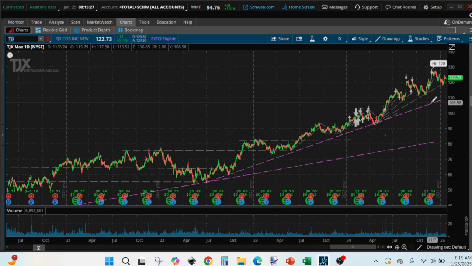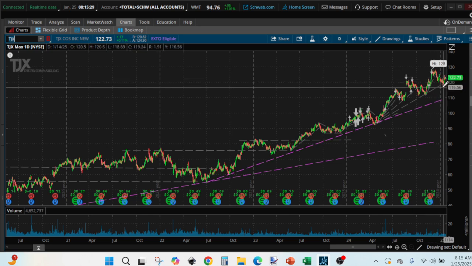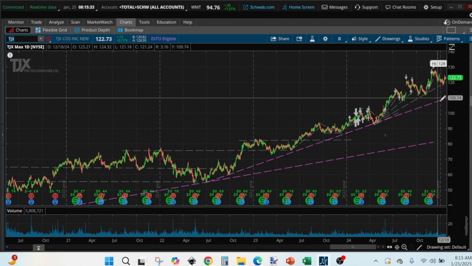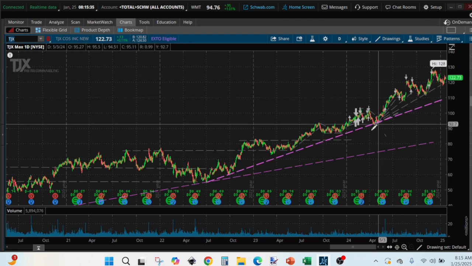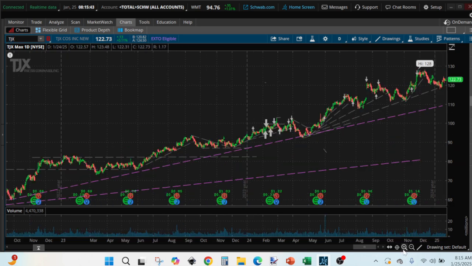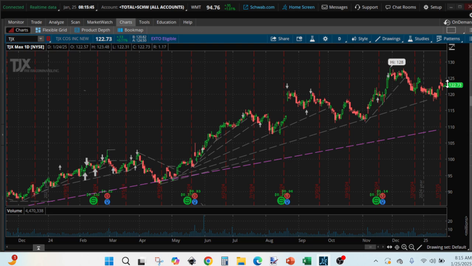For TJX, it is a pullback to a trend line higher than where we like to buy. Therefore, we are not going to get in. It's working on the upper side of the mountain, and we are just going to let it be. It's still going up. Yesterday, the price went up though, and that is the green bar.